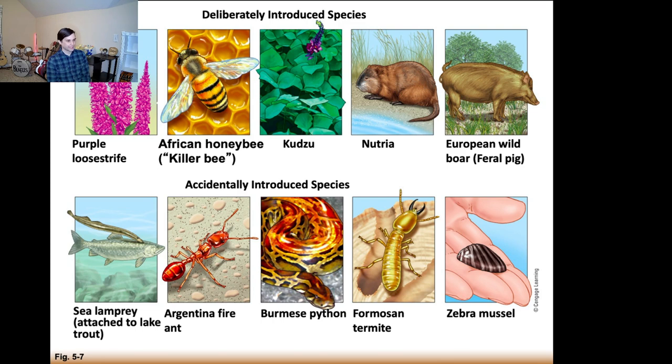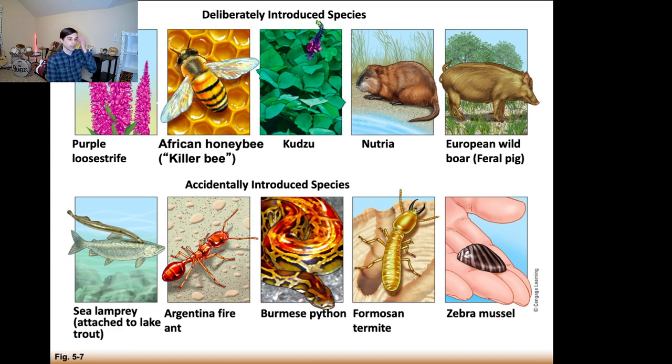And then we have a couple of accidentally introduced species, things like sea lamprey, brought in through, once again, that ballast concept in ships that I mentioned. They're parasites of fish. They cause disease and big lesions on the sides of fish, found all over the Great Lakes now. They're originally from the ocean. The Argentinian fire ant, brought here through shipping, trade in plants, international trade in plants and things. The Burmese python, which we'll talk about in a second, from Indonesia and India and places like that. The termite is also not native here, and the zebra mussel, which is a huge deal.